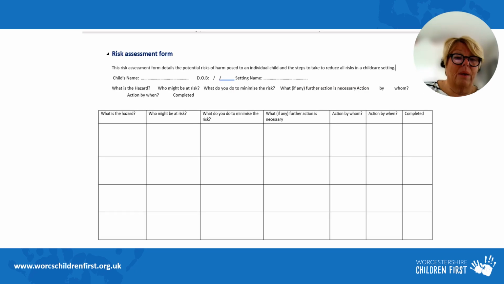This is a risk assessment form. So all the information we've just talked about, this is what you would enter it onto. So the risk assessment details the potential risk of harm, and also it would look at the hazards as well. And it's fairly straightforward. You put the child's name, date of birth, setting, and what is the hazard, who might be at risk, how do you minimise it. So all the information is there. So all the things we discussed earlier would be easy to add to that form.